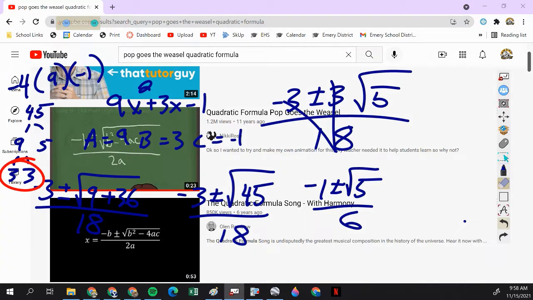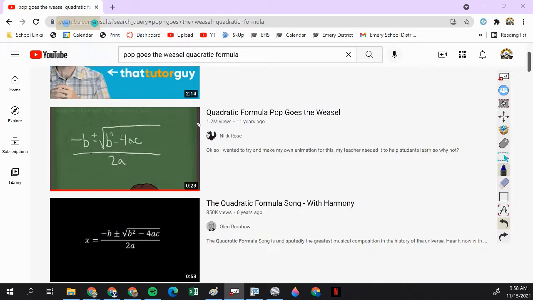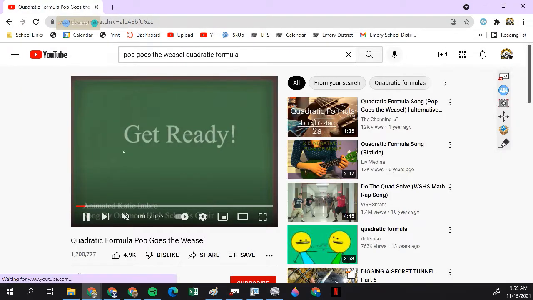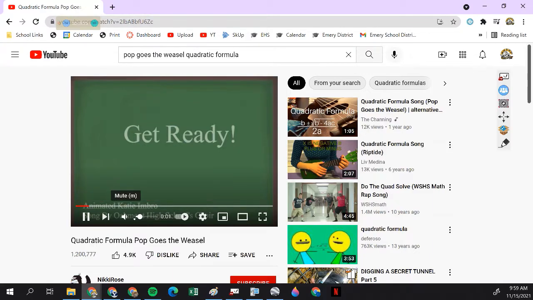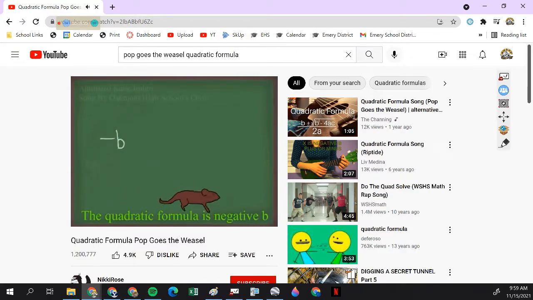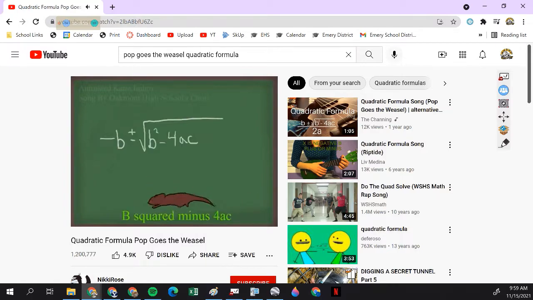So here is how you memorize the quadratic formula with Pop Goes the Weasel. The quadratic formula is negative b plus or minus the square root of b squared minus 4ac all over 2a.